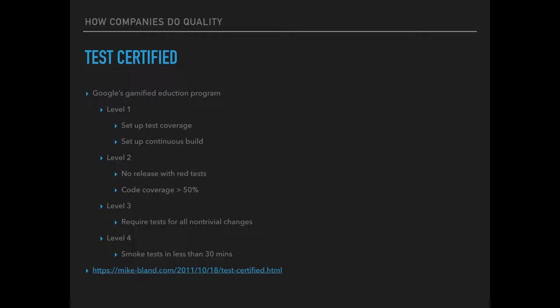You can get the test coverage, and you have some continuous build system. Level 2 is that you block any release if there are red tests, and your code coverage is greater than 50%. I think they have 5 levels in the book, and I've cut a few out, and a few of the requirements too, just to save room. Level 3 is you have required tests for any non-trivial change. Level 4, you have a set of smoke tests that can run in under 30 minutes.